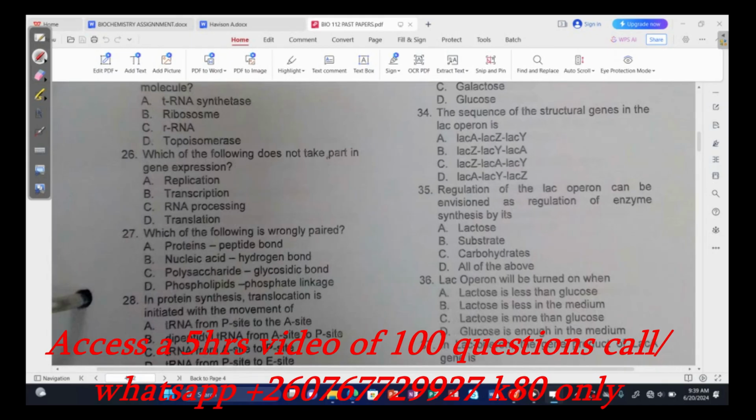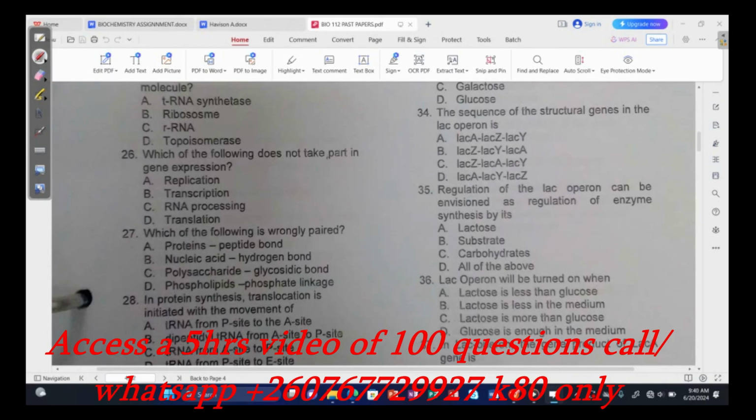27. Which of the following is wrongly paired? So we have option A to D. I think this is with regard to bond formation. So proteins, we are saying that the bond which is found in proteins is the peptide bond, that is true. Nucleic acid is saying hydrogen bond, that is true. Talk of DNA, which is a double-stranded molecule. You have got two complementary strands. These complementary strands have got bases, and these bases are linked through what? Are linked through a hydrogen bond. So that's true. Even RNA also has got these complementary bases which are linked through hydrogen bond.